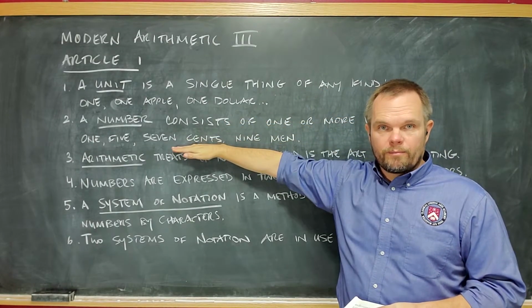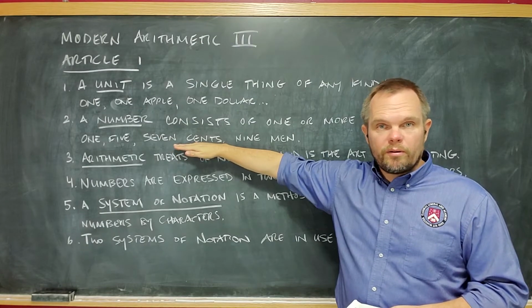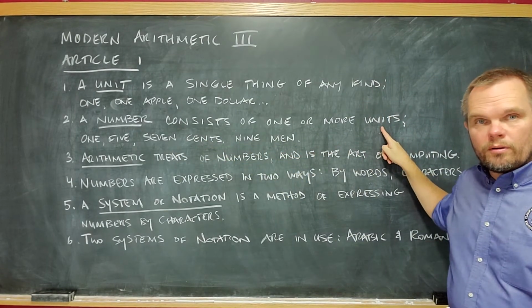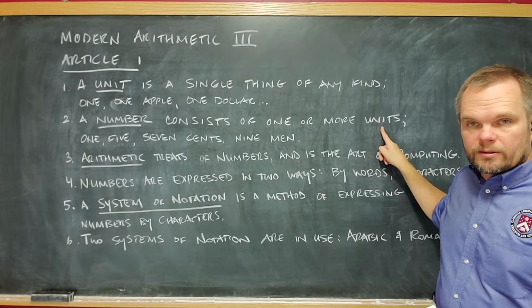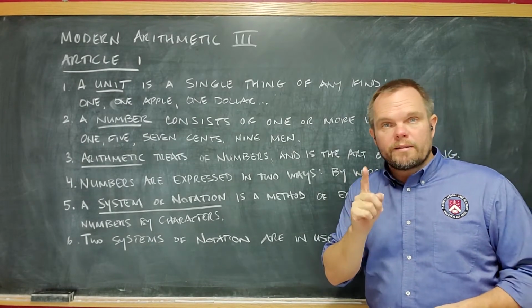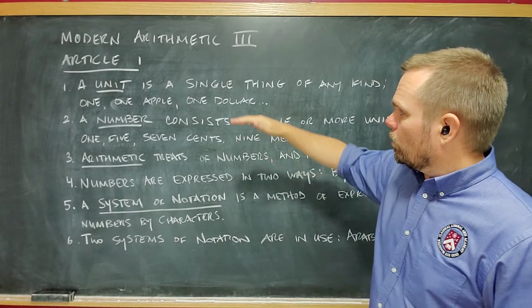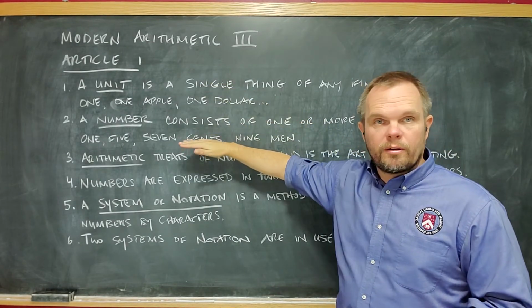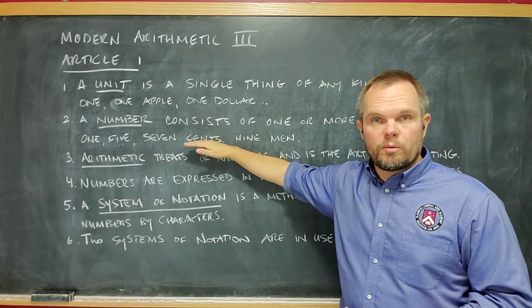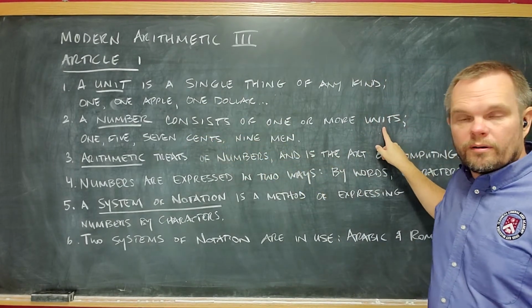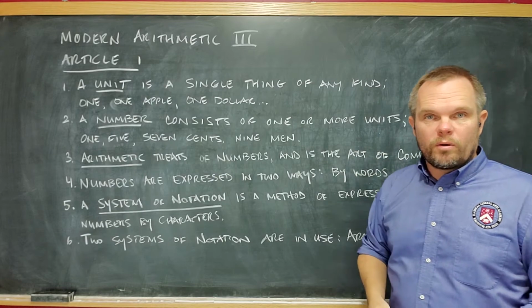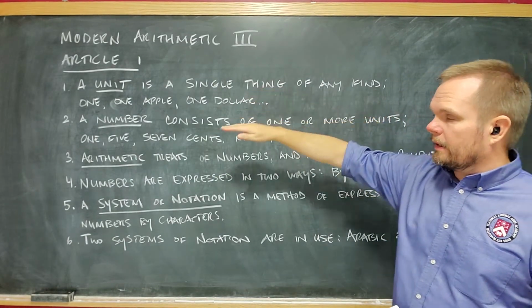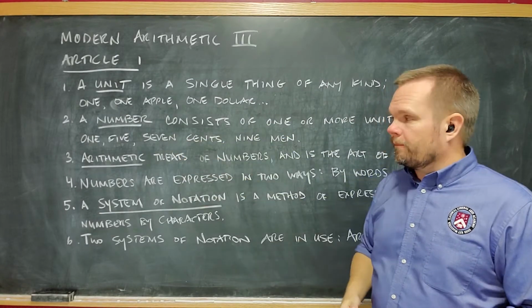Okay, so now we know the meaning of a unit and we know the meaning of a number. But you can't know the meaning of a number unless you first know the meaning of units. So remember, that's why definitions are important. When we learn one word, it allows us to learn other words because we can use that word to understand other words. All right? So unit and number so far.